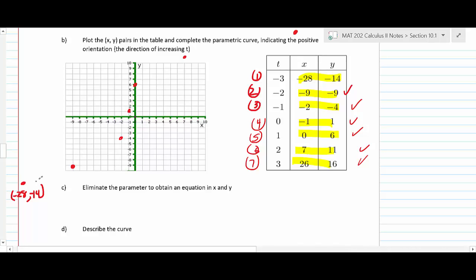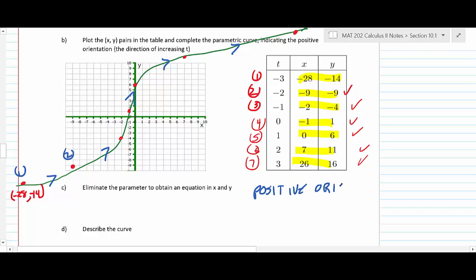And then what you need to do is connect this into a curve, kind of like this. And then the other thing you have to do on this is put your positive orientation. This was point number 1. That's point number 2. So just put these arrows here and there to show the direction that it's going in. Again, we call that the positive orientation of the parametric curve. So when you plot that, don't forget to do that in order. Everybody with me? Okay.